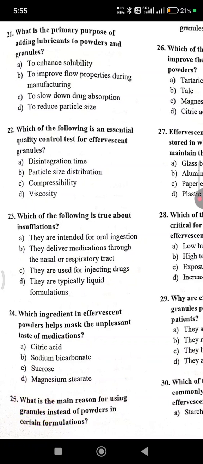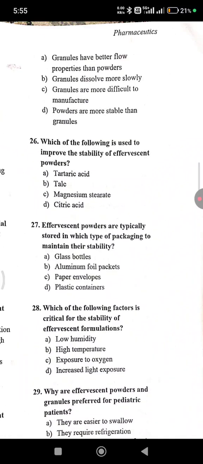Let's go to question number 25. What is the main reason for using granules instead of powders in certain formulations? Option A, granules have better flow properties than powders.